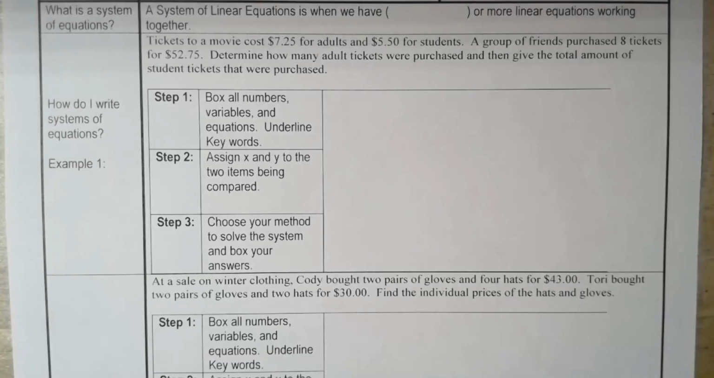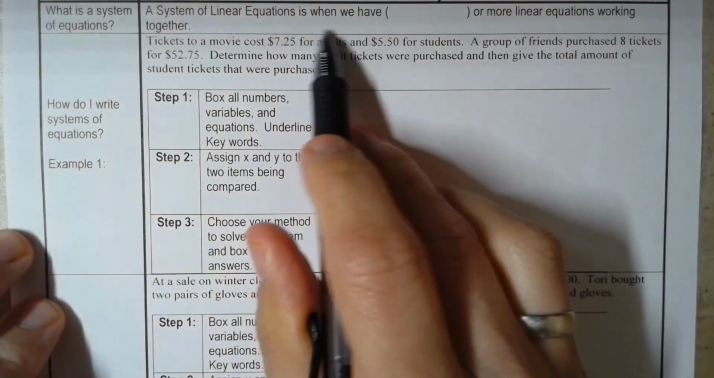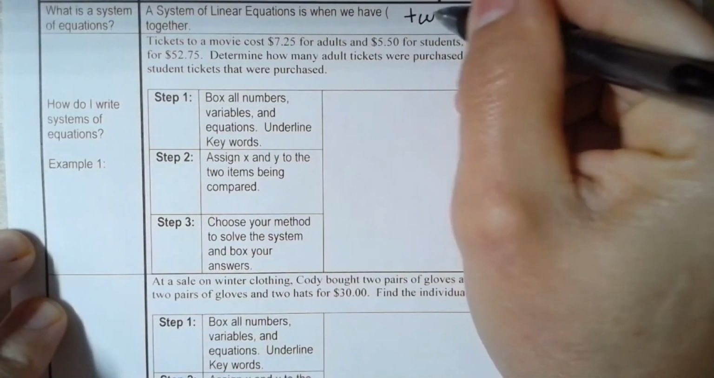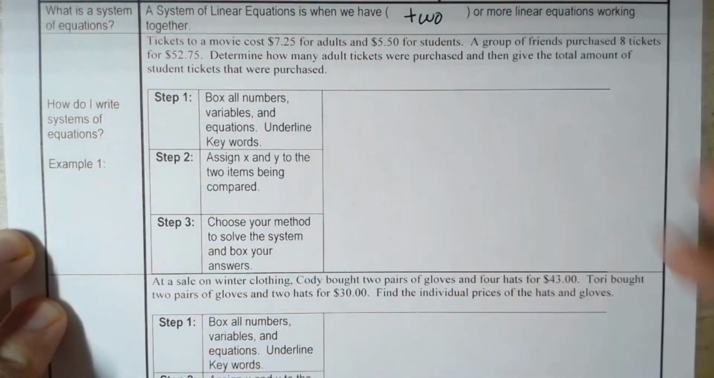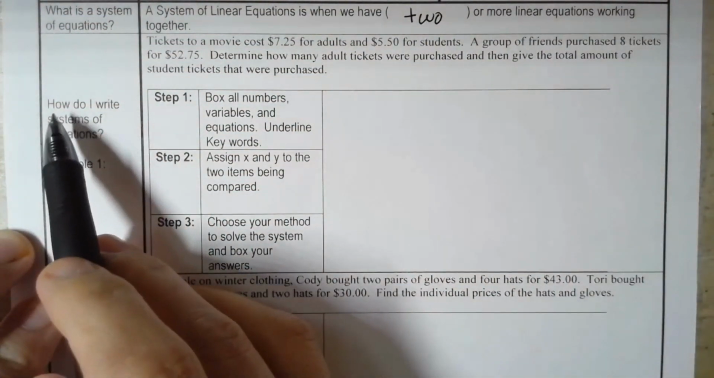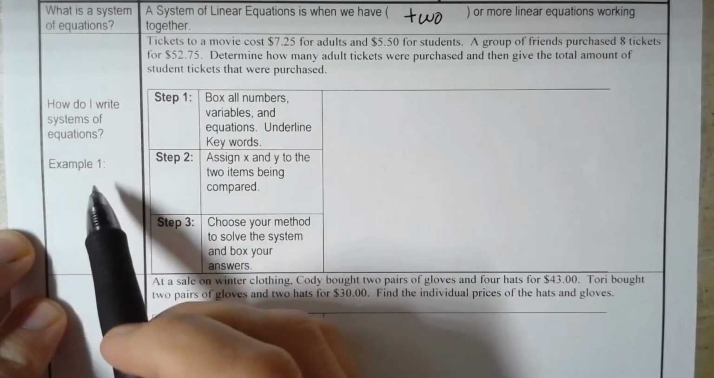Alright, in these notes, our focus is really going to be how do we write systems of equations. Now, just to refresh your memory, I do want to go over the formal definition of what a system of equations is. A system of linear equations is when we have two or more linear equations working together. Now, the question today is, how do I write a system of equations?